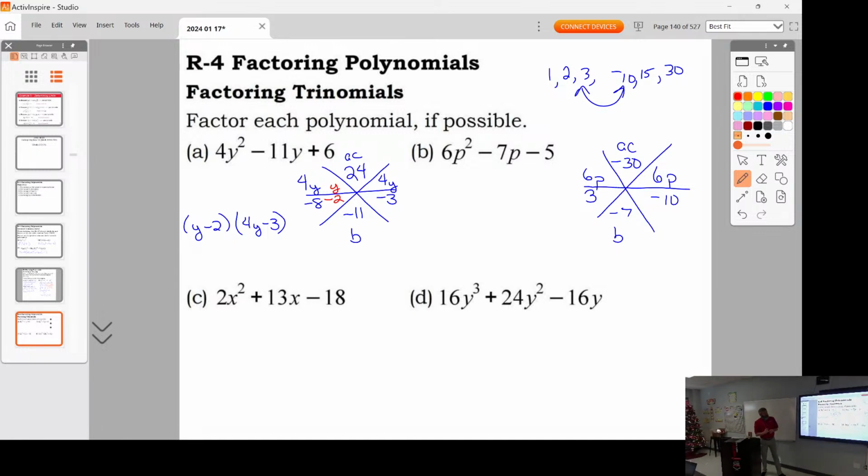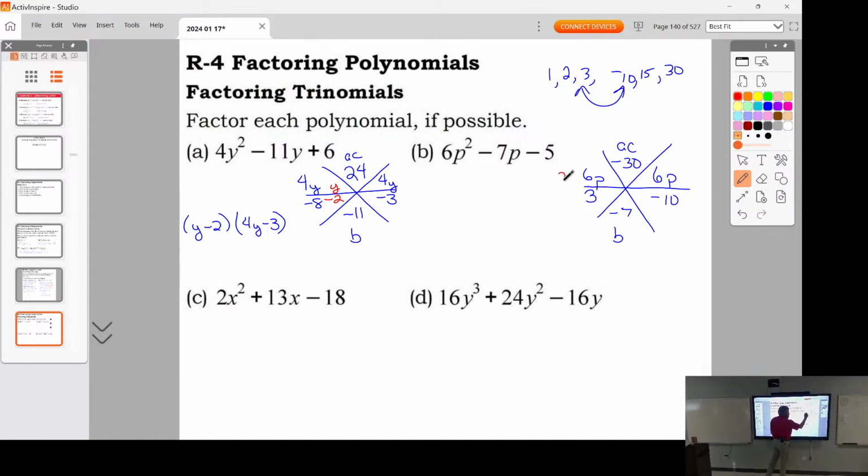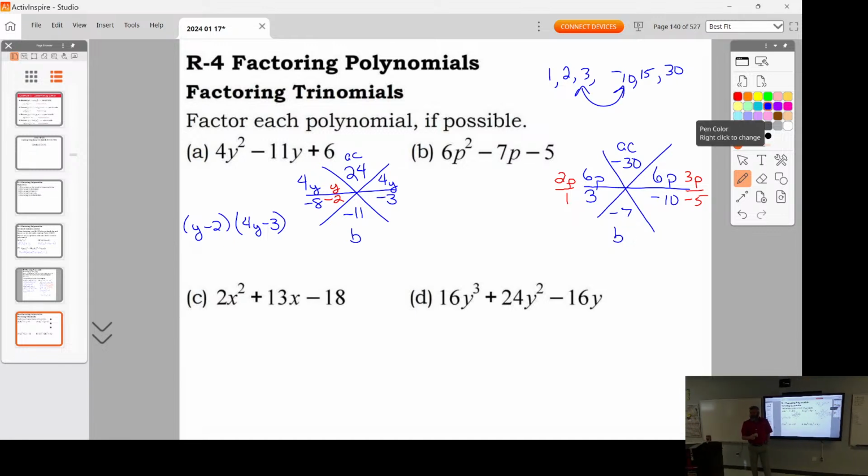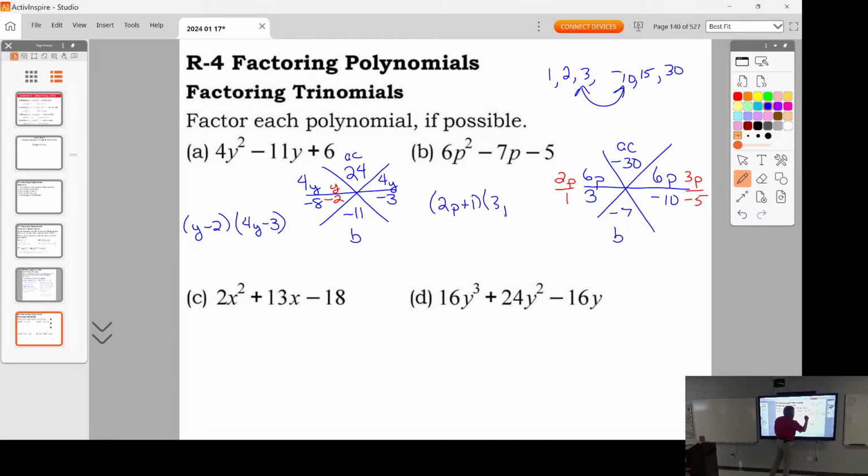Does 6p over 3 reduce? Reduces to 2p over 1. And does 6p and negative 10 reduce? Reduces to 3p over negative 5. And that gives us our factored form. Our answer becomes 2p plus 1 times 3p minus 5.